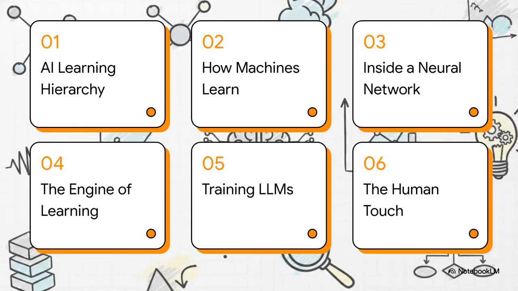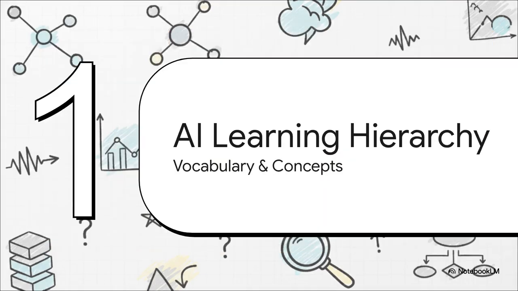All right, let's quickly map out our journey for today. We're going to cover the AI learning hierarchy, 3 ways machines learn, inside a neural network, the engine of learning, training large language models, and finally, the human touch. First up, Section 1, the AI learning hierarchy.